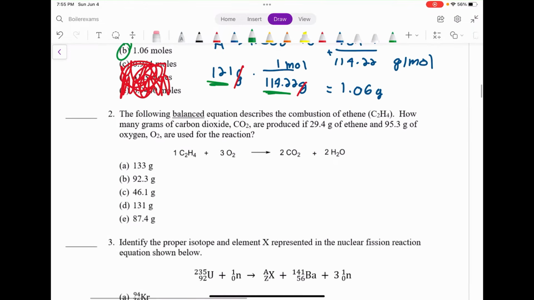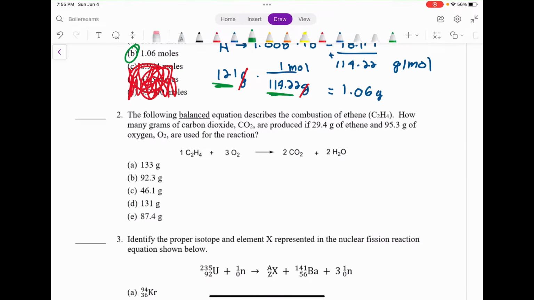Excellente. All right. The following balanced equation describes the combustion of ethane. How many grams of carbon dioxide are produced if 29.4 grams of ethane and 95.3 grams of oxygen are used for this reaction? Okay, limiting reagent problem. So first we've got to figure out what the limiting reagent is. And they want how many grams of carbon dioxide are produced.